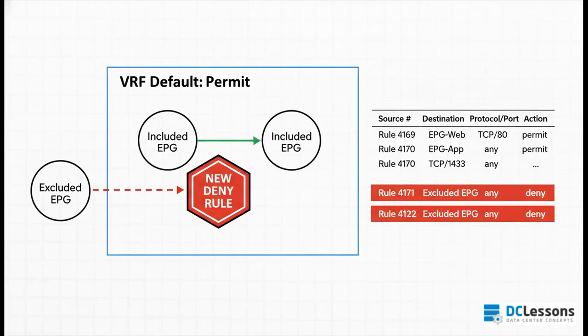So you might be asking, if the default action is now permit, how in the world does ACI protect those excluded EPGs? Well, it's pretty clever. ACI automatically programs new, more specific deny rules for every single EPG that you've marked as excluded. You can see examples right there in the table. Rules like 4171 and 4151. This is how the fabric reestablishes that secure allow list model, but just for the EPGs outside of your trusted zone.